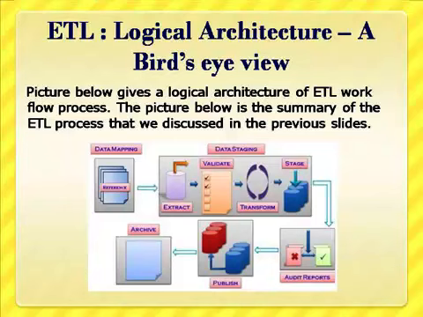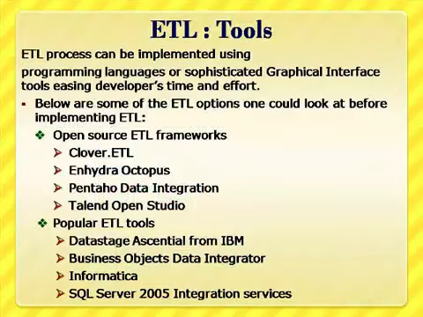Finally, all the records that have successfully passed the transformation rules are published for the data warehouse, and periodically the archives will be taken on the data staging area. So this is a bird's eye view of the logical architecture of ETL.